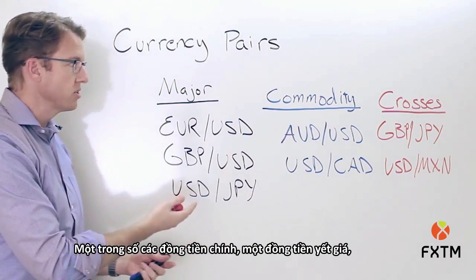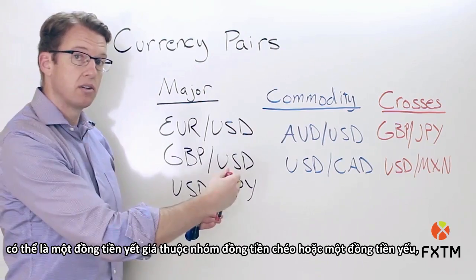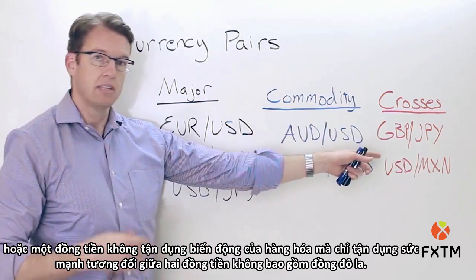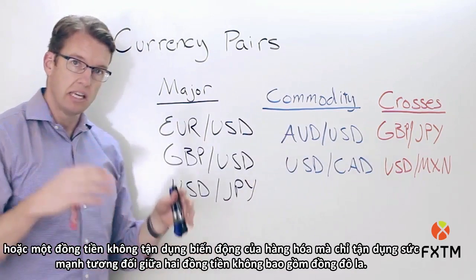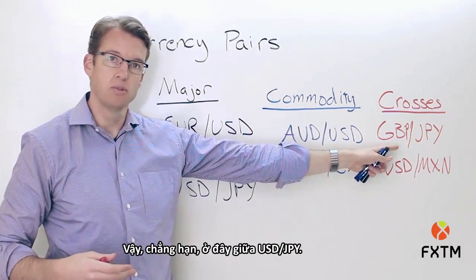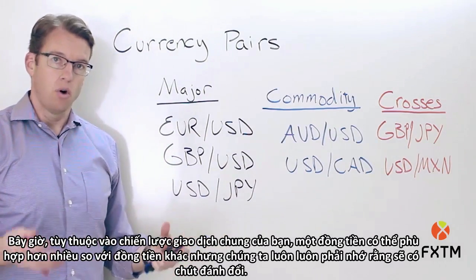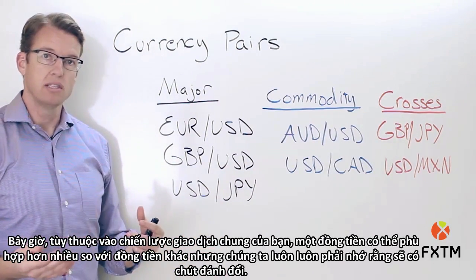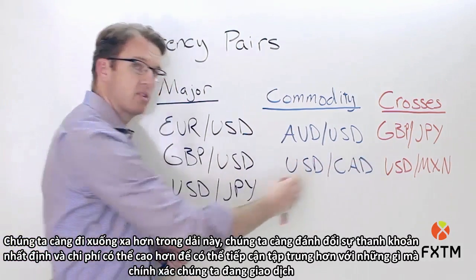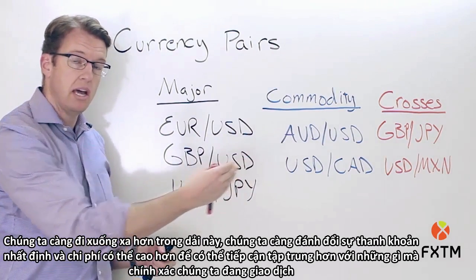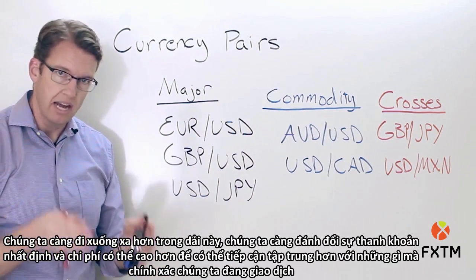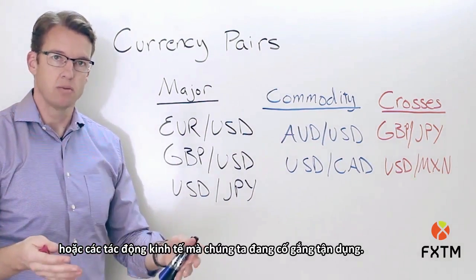Depending on your trading strategy, you have choices about what kind of currency pair you're really looking for. One of the majors, a commodity currency, maybe a commodity currency that falls into the category of a cross or an exotic, or a currency that is not taking advantage of commodity movement, but is just taking advantage of the relative strength between two currencies that does not involve the dollar, for example between the pound and the yen. Depending on your overall trading strategy, one may make a lot more sense than the other, but we always have to remember that there's going to be a bit of a trade-off: the further we go down along this spectrum, we're trading off some liquidity and potentially higher costs in favor of either a more focused exposure to what we're exactly trading or the economic impacts that we're trying to take advantage of.